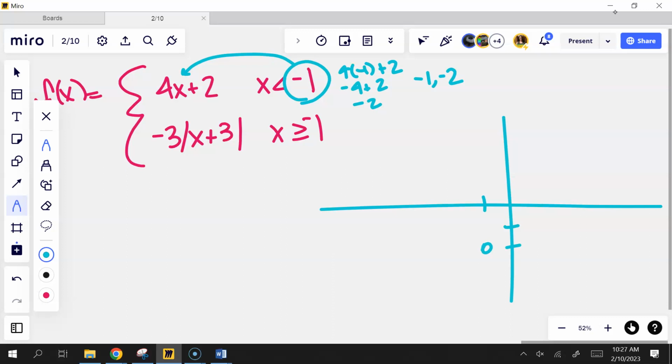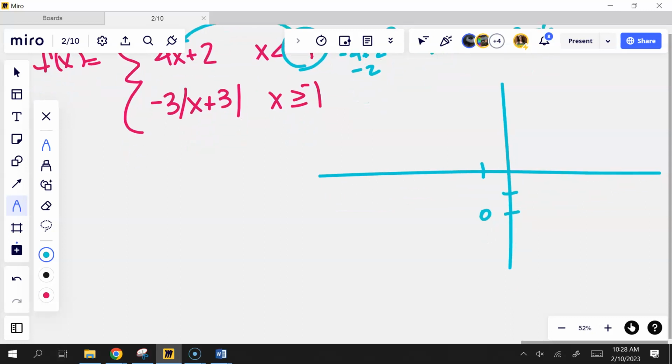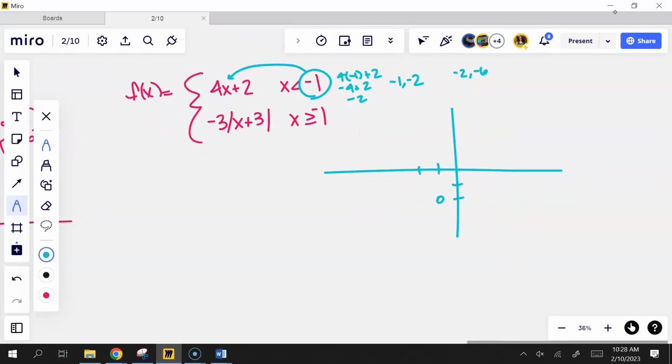Now, another point. Which x should I pick? -2. If I pick -2 and I plug that in, what do you get? -6, right? So -2, -6. Okay, that's old. We've been doing that.